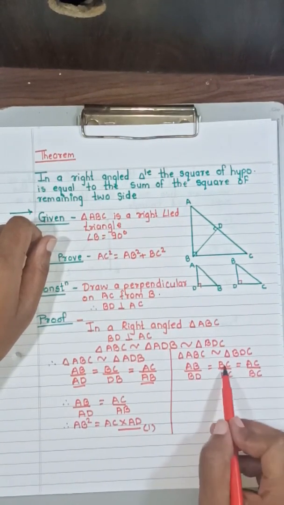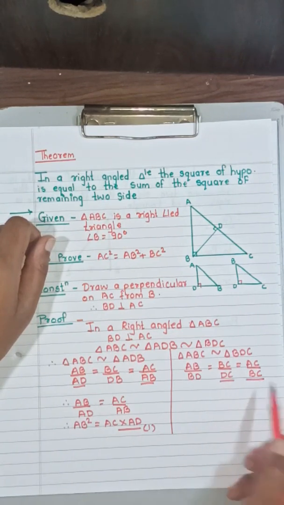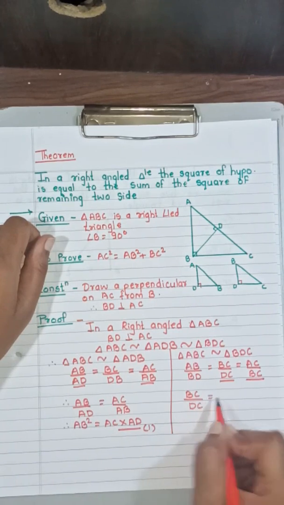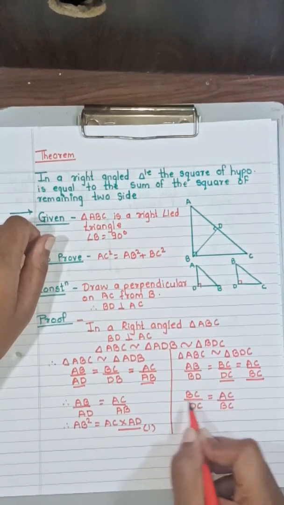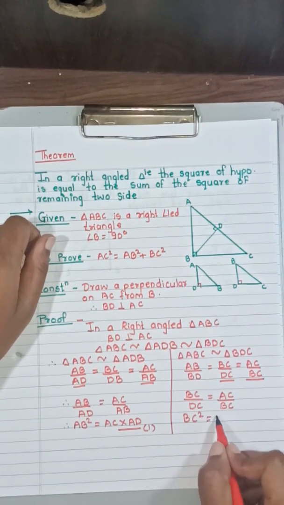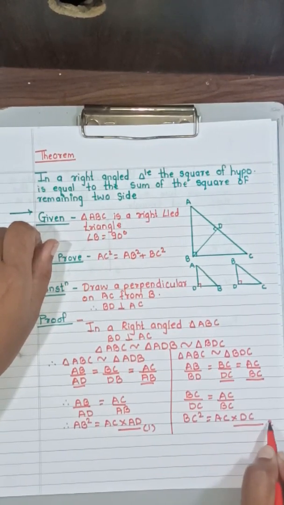Now you can see here BC is in the numerator as well as denominator. So we consider these two pairs. Okay, BC upon DC is equal to AC upon BC. Now doing cross multiplication, BC square is equal to AC into DC. This is your equation 2.